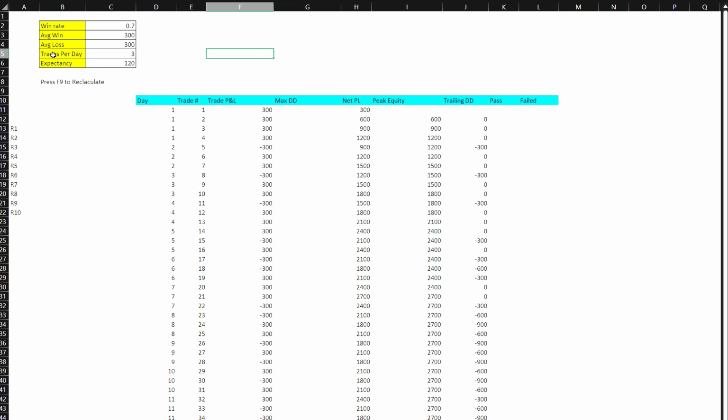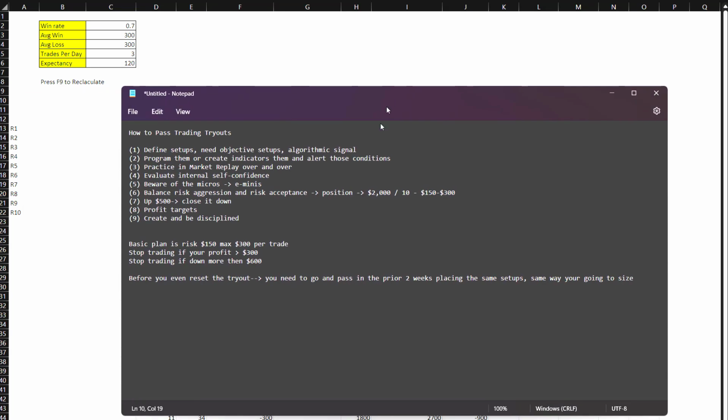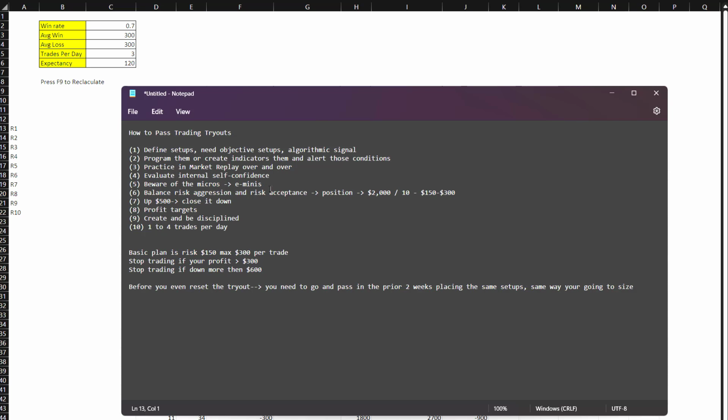You're going to have to be very on point with your scalps, have very good confidence, be able to evaluate that internal confidence, and be very selective, right? I didn't say this here, but you probably want to be taking 1 to 4 trades per day, unless you're doing something with the macros. But the problem with the macros is you run the risk of just running up trade fees. So you want to be at 1 to 4 trades per day.